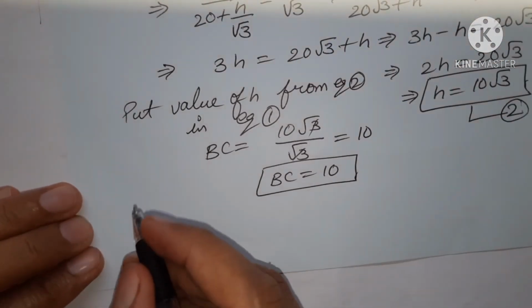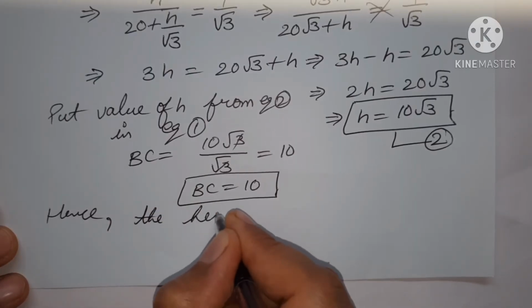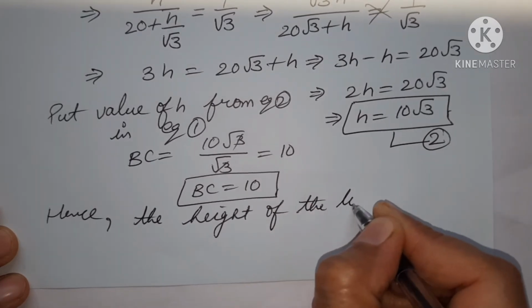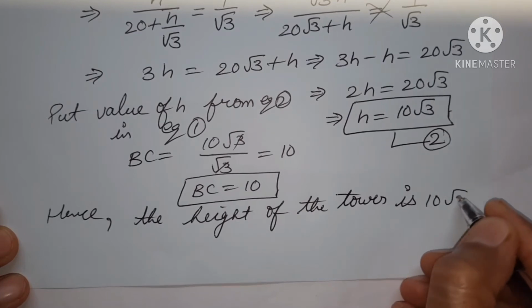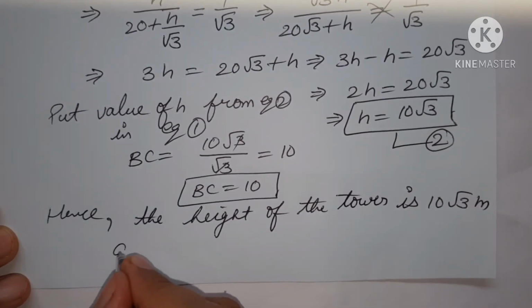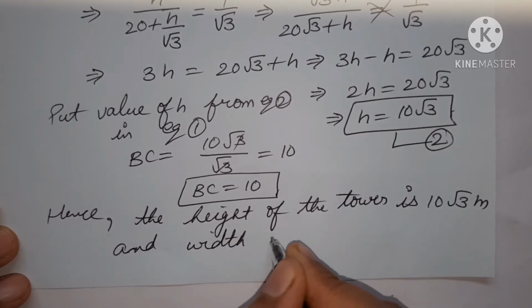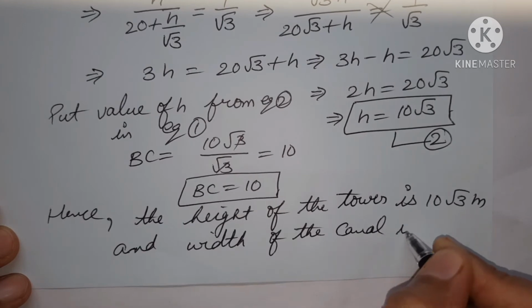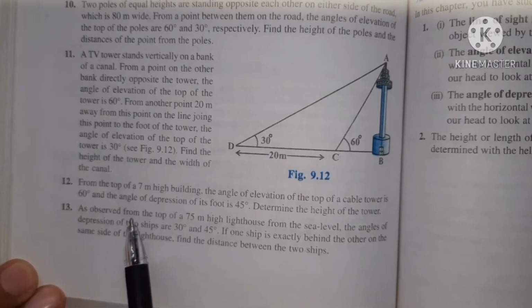So in the last we will write, hence the height of the tower is 10 root 3 meter and the width of the canal is 10 meter. Question number 12.